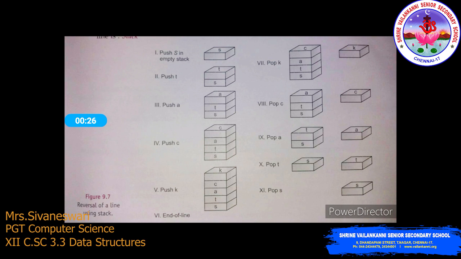Now when we pop, automatically the last element will be popped out first. So K, C, A, T, S. This is how it is popped out. This reversal, when we write a normal program, will take a lot of time and a lot of lines of code. But when it is done with a stack, it is very easy and the execution time is also very less. So this is how it is used in reversing a line.